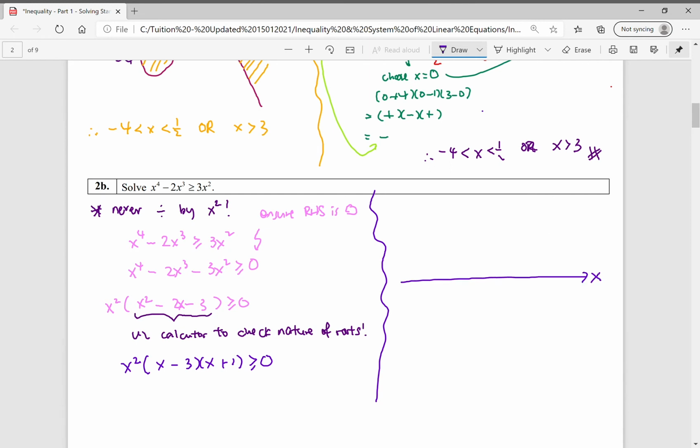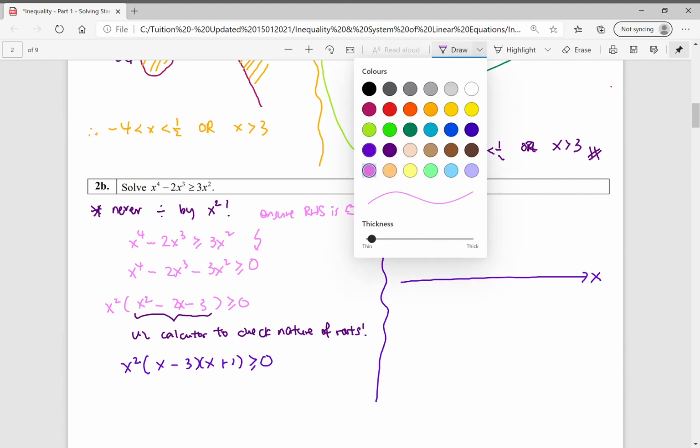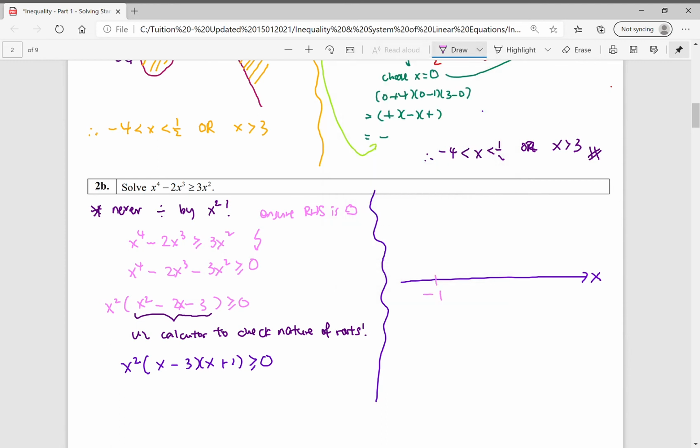Remember, we do not need to draw the y-axis, only the x-axis. The first thing is again to mark out all the roots on my x-axis. I have the smallest being -1, followed by 0, followed by 3. There's going to be a repeated root at 0, for obvious reason, because it's an x square expression. The 3 roots divide the x-axis into a total of 4 different regions, which means the graph is going to have 4 different behaviors at each region.